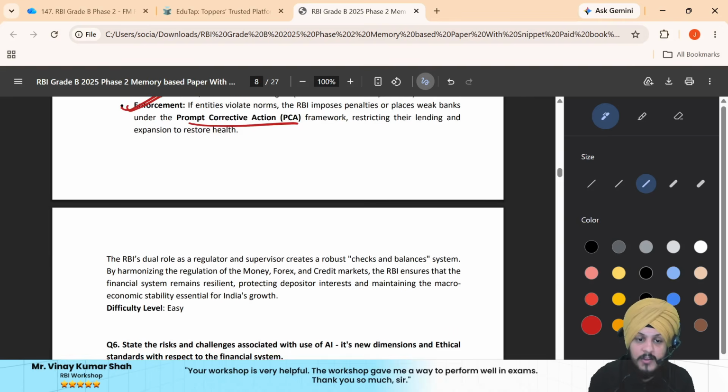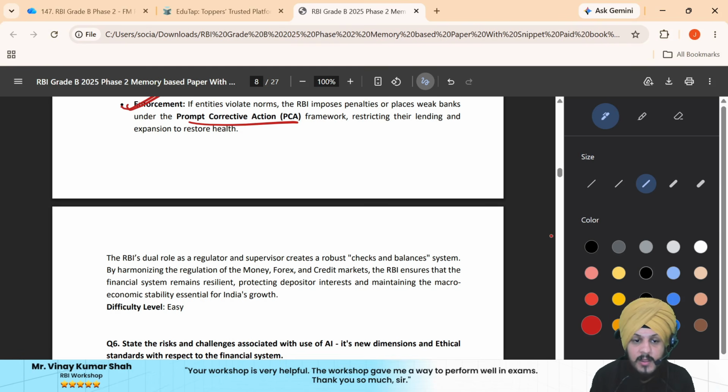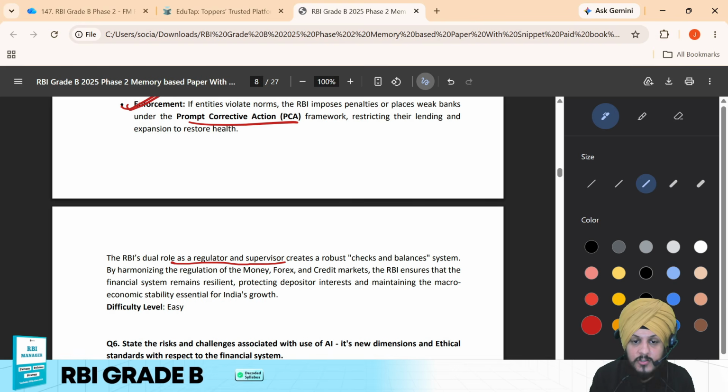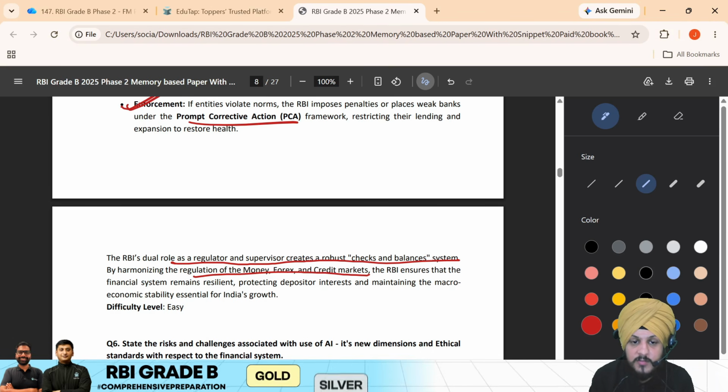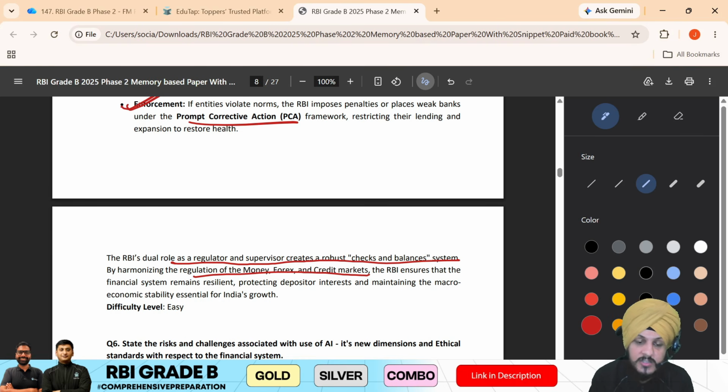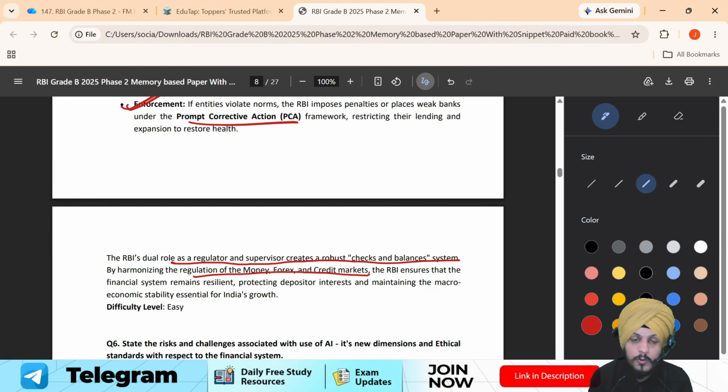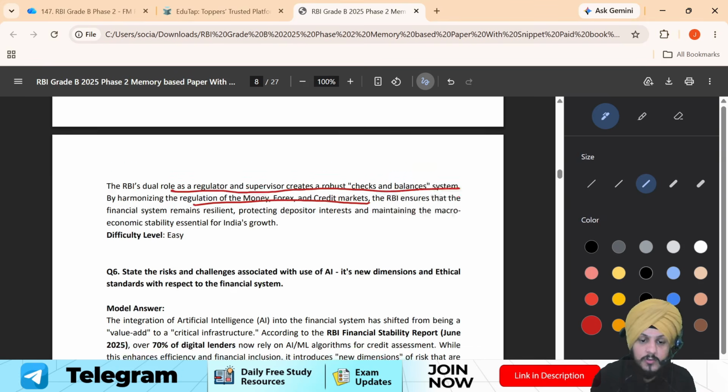I would say highly doable. Then lastly, you can conclude that RBI's dual role as a regulator and supervisor creates a robust check and balance system. By harmonizing the regulation of the money, forex, and credit markets, RBI ensures that the financial system remains resilient, protecting depositors' interest and maintaining the macroeconomic stability essential for India's growth. Right? You could have easily attempted. Now the last question related to AI.